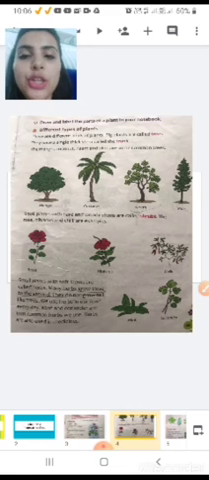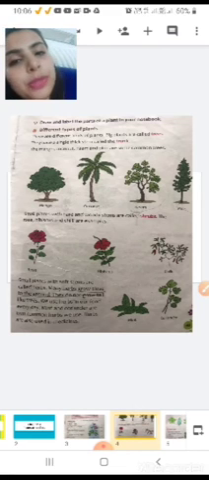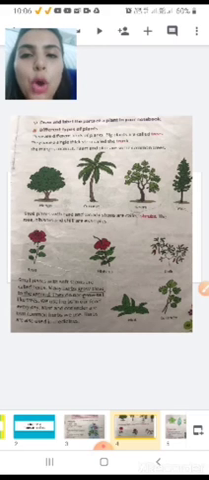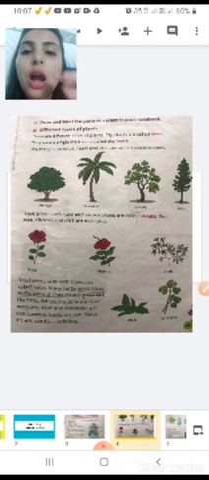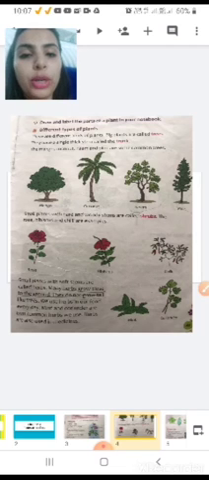Now see, small plants with hard and woody stems are called shrubs. The big plants are called trees, and the small plants with hard and woody stems are called shrubs.